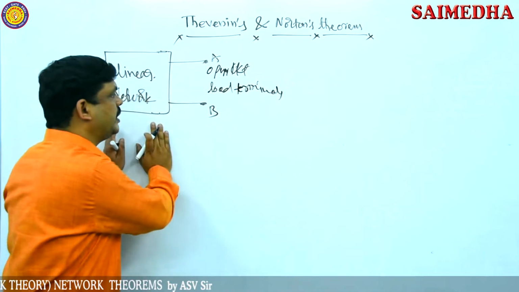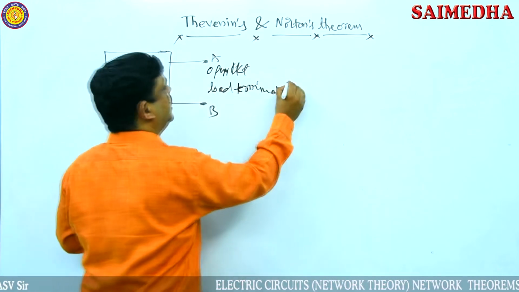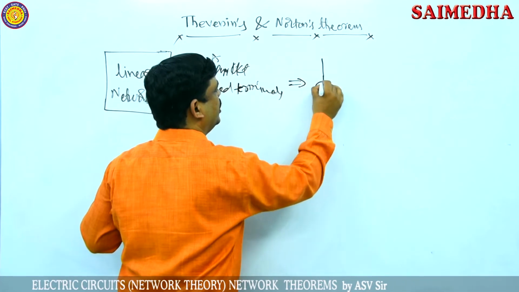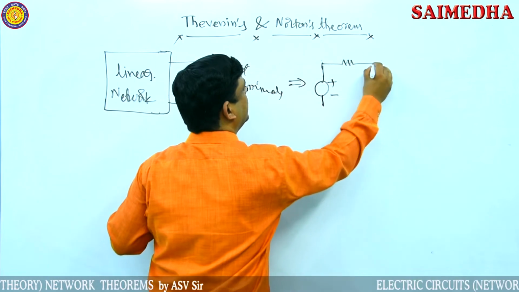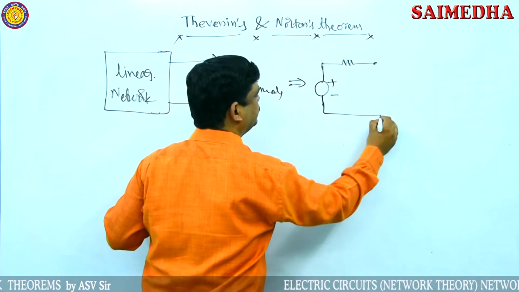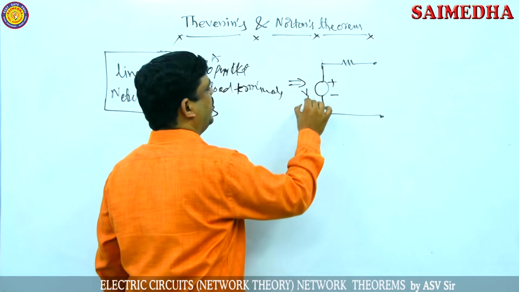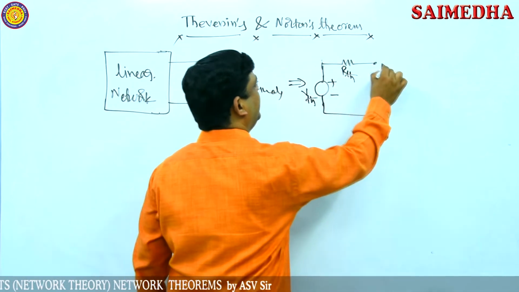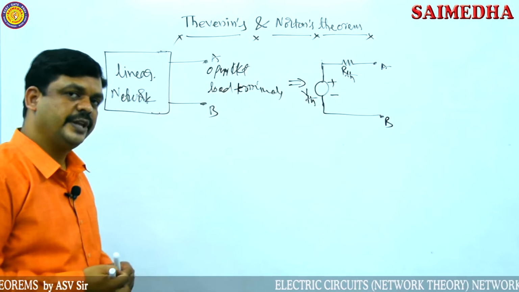Any linear network connected in between open circuit load terminals, this complete linear network is replaced with an equivalent voltage source. It is also called a practical voltage source. If it is replaced with an equivalent voltage source, this voltage source value is V Thevenin and this resistance value is R Thevenin in between A and B terminals. So now this comes under Thevenin's theorem.